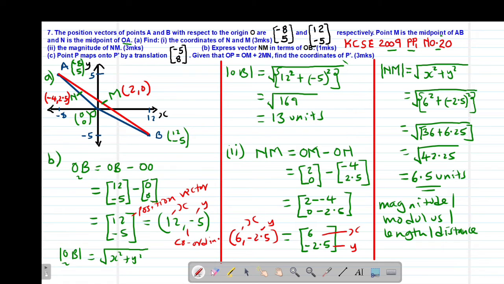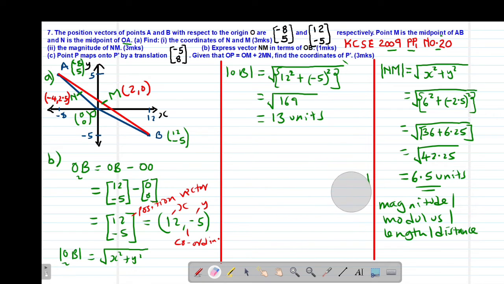Then we are told to compare those two. We need to express NM in terms of OB. So I'm simply going to compare these two. I'll let a certain scalar be a multiple between those two. I found NM to be 6.5 units. I'm simply going to compare the magnitudes of these two, so that I find the value of K.